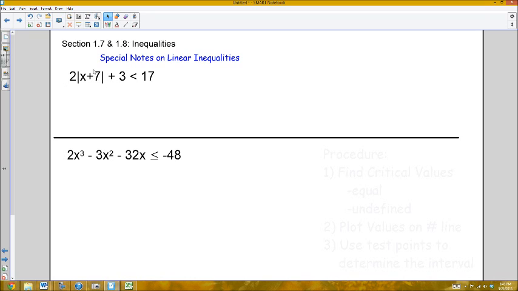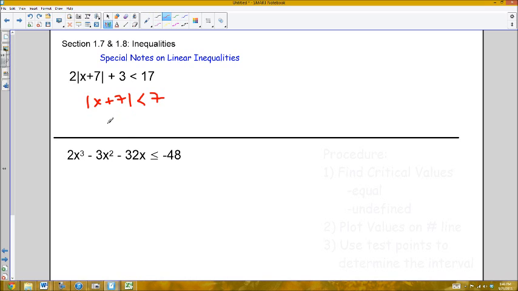I say linear, or an absolute value linear, because the value of the exponent of x is 1, which makes it a linear term. So looking at this, if I solve this inequality, I will do that by subtracting 3 from both sides, and then I will divide by 2 to isolate the absolute value of x plus 7. The absolute value of x plus 7 will be less than, and when I subtract 3, this will be 14, and when I divide by 2, 14 divided by 2 will give me 7.